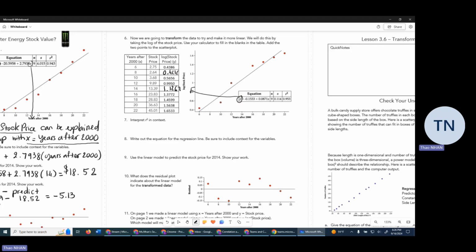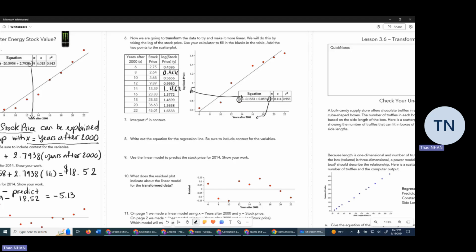Okay, so again, your y will now be the log of the stock price, because we transform our data. If we were to graph this, the y will now be these numbers, which is the log of stock price. Your x will still be your years after 2000.